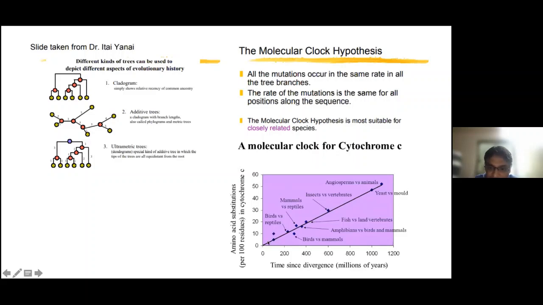So from this graph you can determine it based on the amino acids. You're given two or three sequences, and from this standard curve you can find how many million years ago they diverged from each other. So that's a good thing about the molecular clock hypothesis.